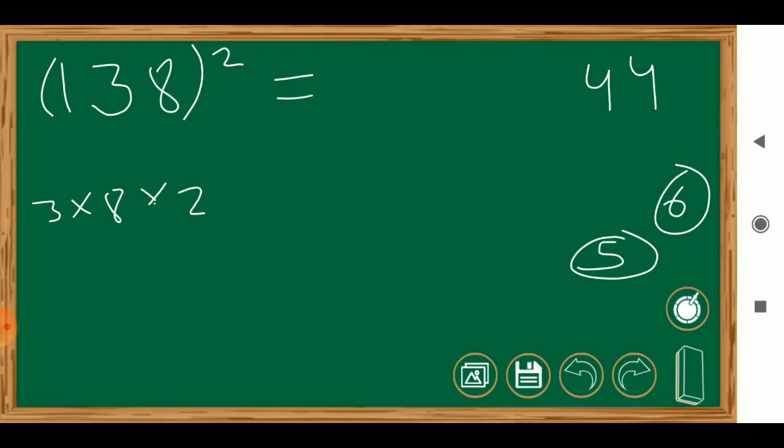After that we multiply 1 into 8 into 2, and add the square of the middle term, meaning 3 squared. Then it is 16, plus 9 is 25, 25 plus 5 is 30: 0, and 3 carry.